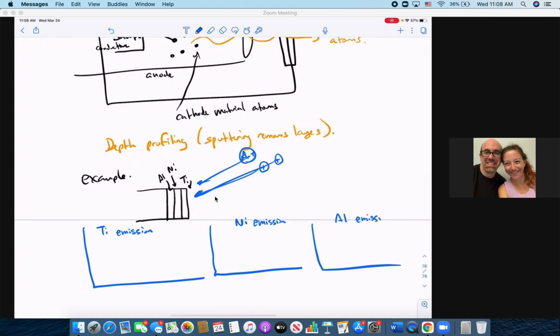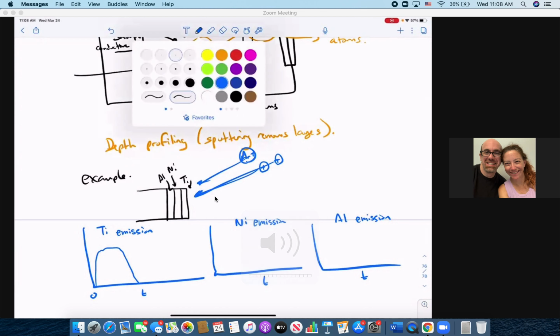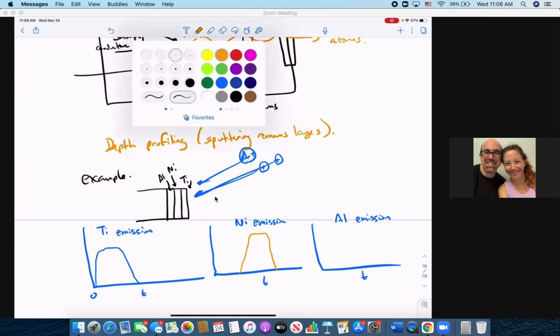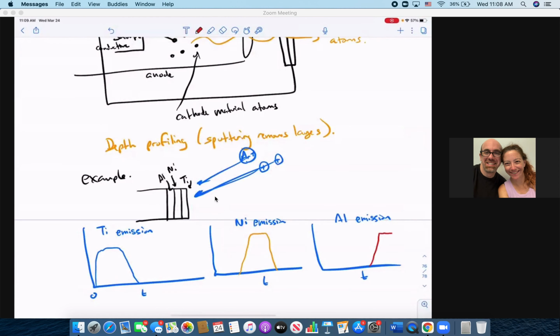As a function of time, and these are the exact same time graphs, they start at time 0, I'm going to start seeing some type of titanium emission that's going to die off when that layer is chewed away. Overlapping that, I'm going to see in time a nickel emission that then kind of plateaus and then dies off, and then later on in time, aluminum emission, right?